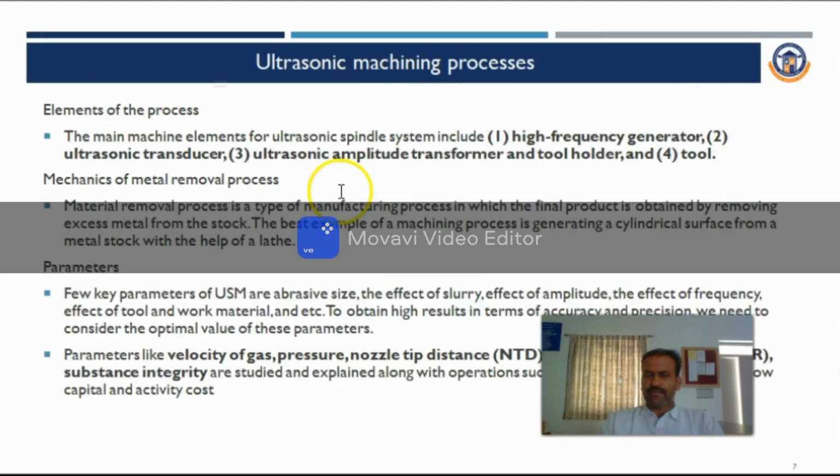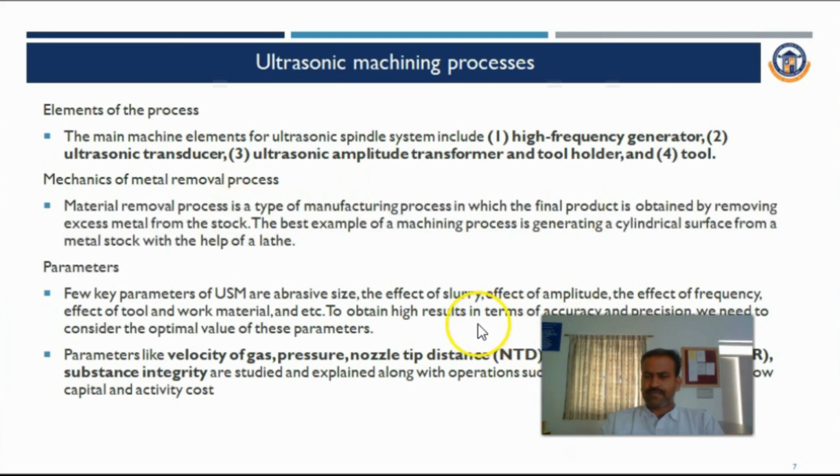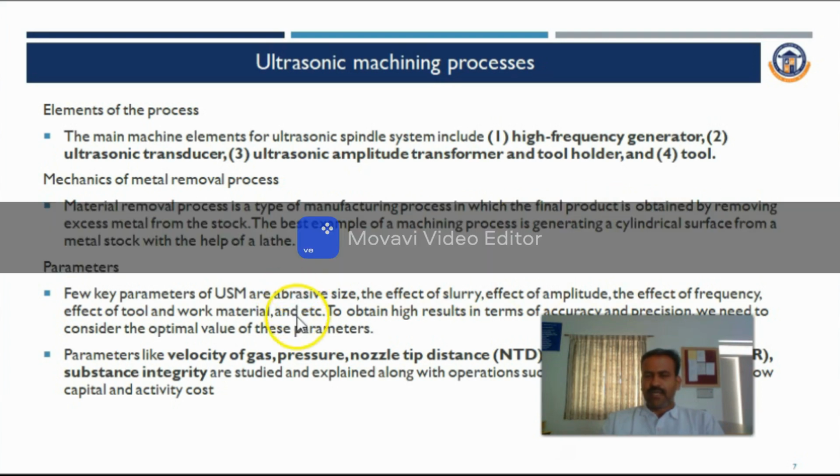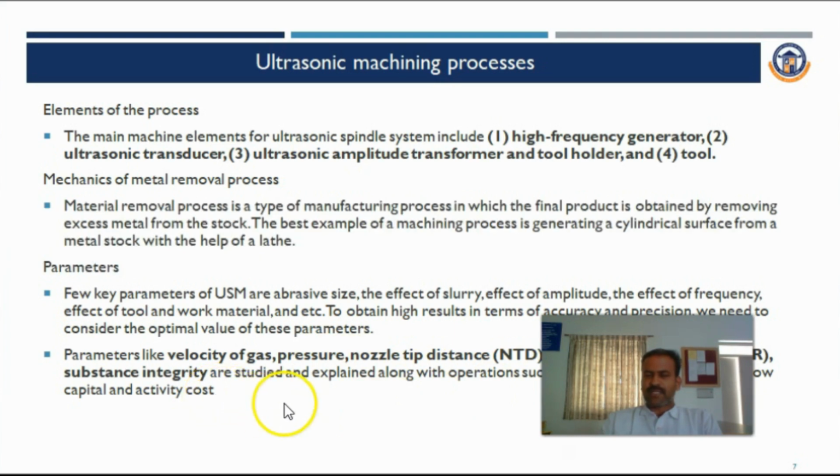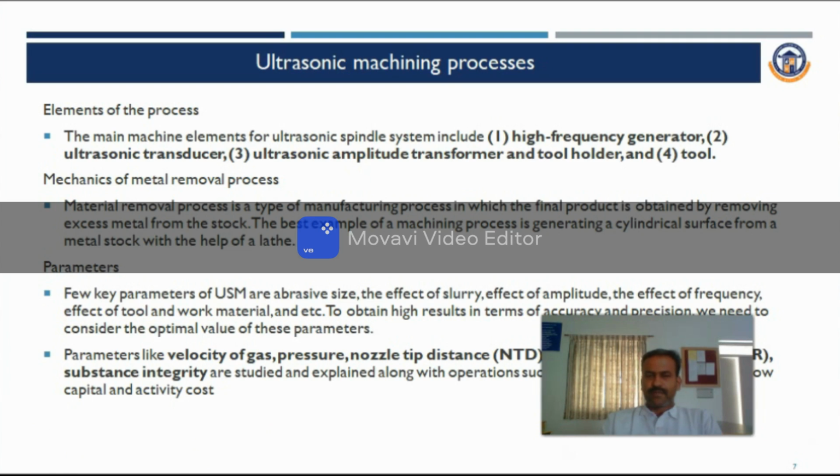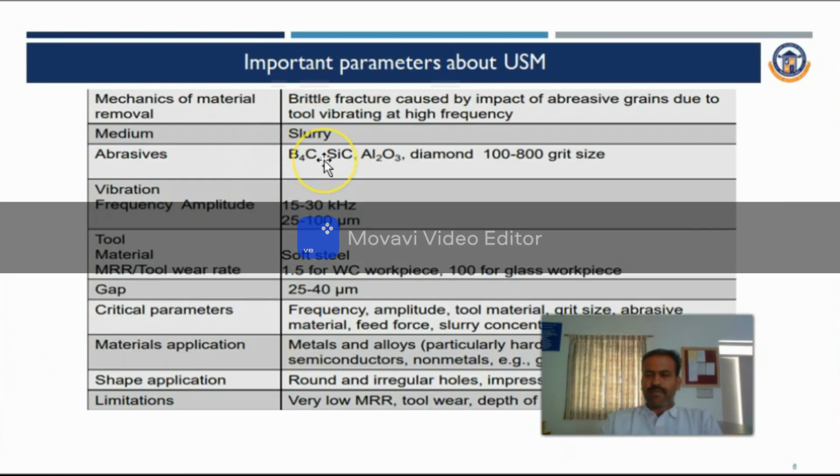The mechanics of material removal process. The material removal process is a type of manufacturing process in which the final product is obtained by removing excess material from the stock. The key parameters used are velocity of gas, pressure, nozzle tip distance, material removal rate, and surface integrity, which are studied and explained along with operations such as cutting and drilling, adaptability, low capital and activity cost. These are also some important parameters.